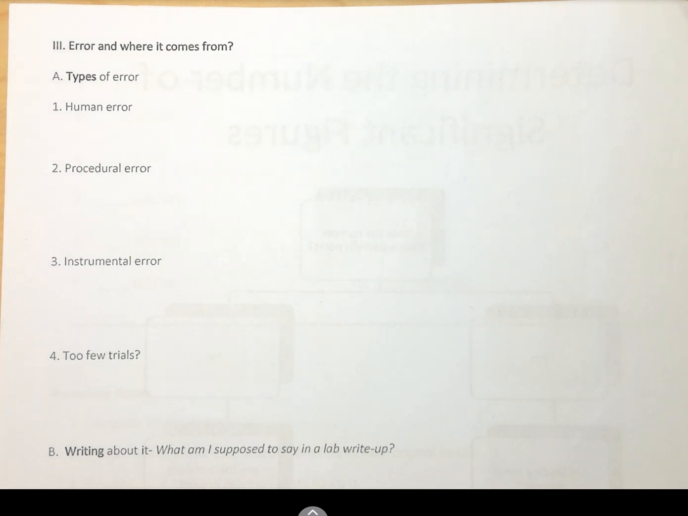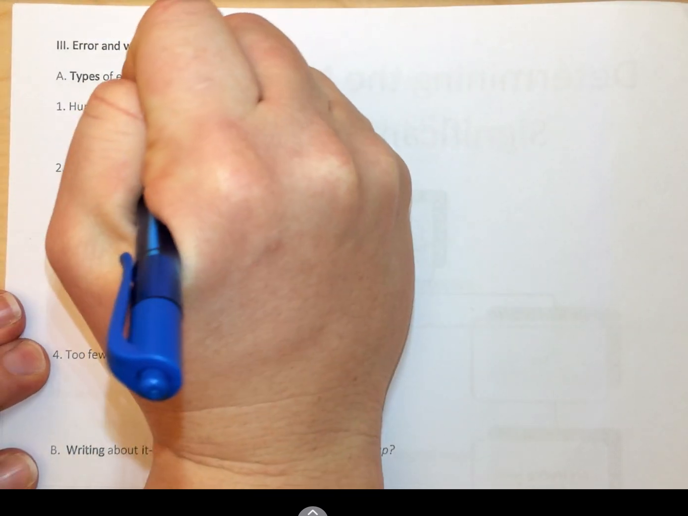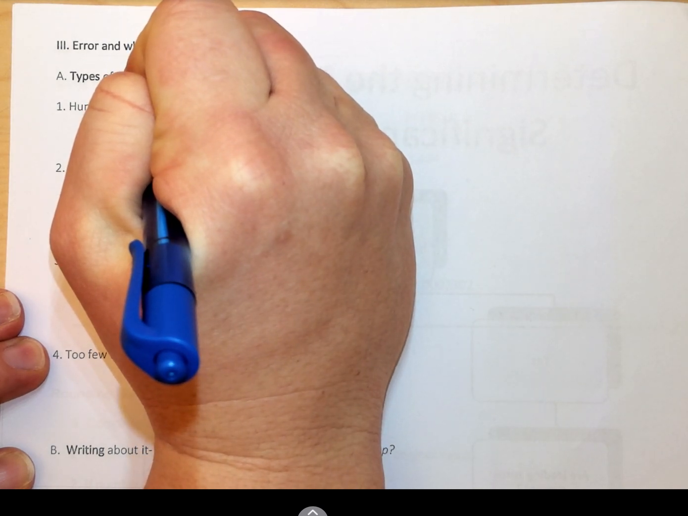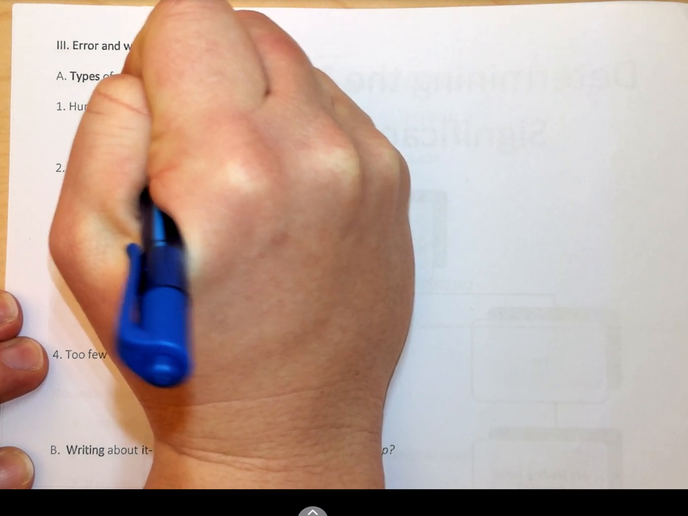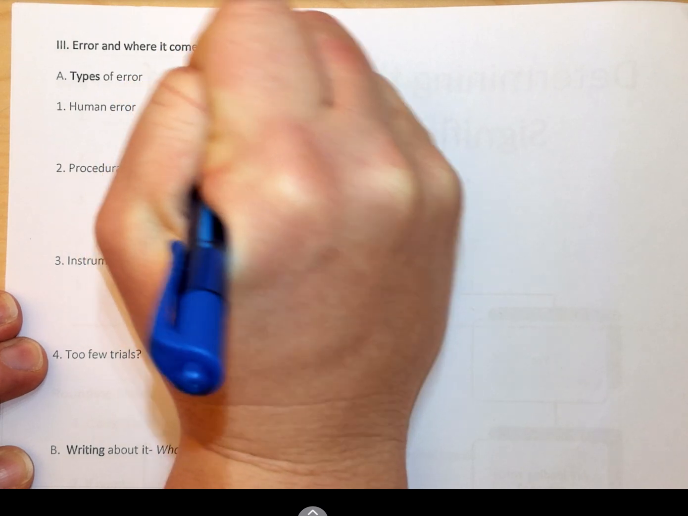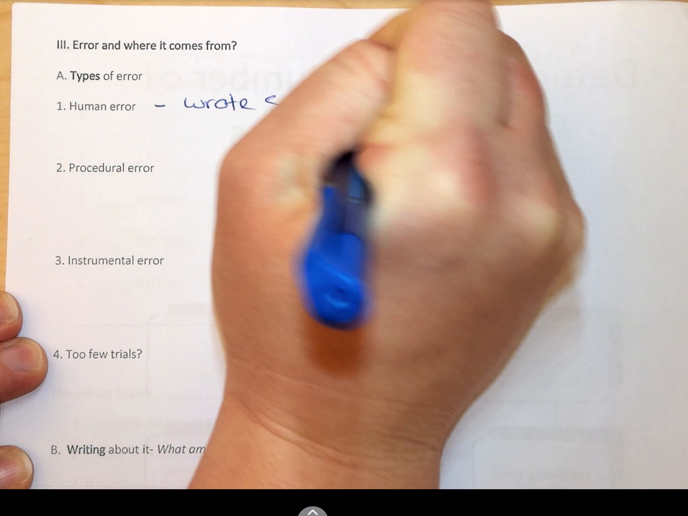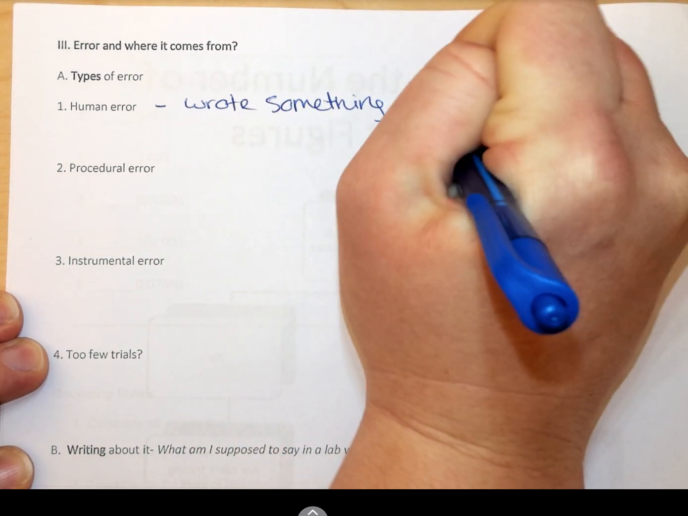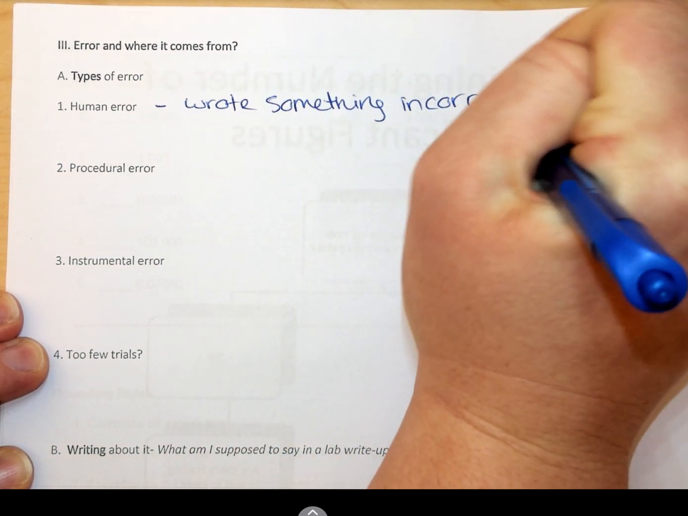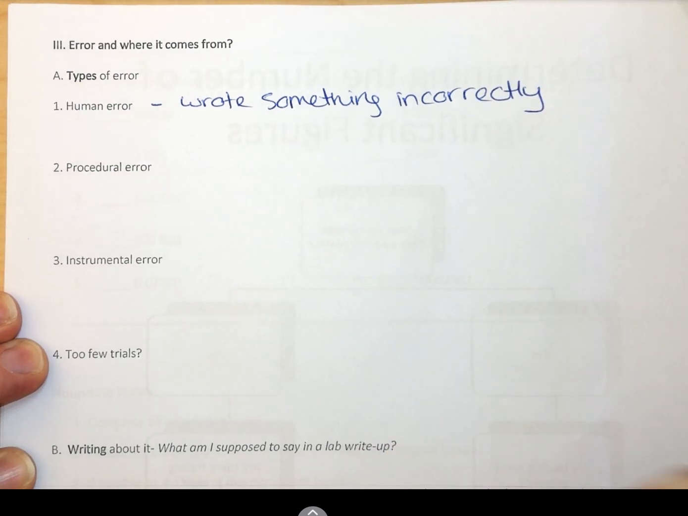Some common types of error we have are human error, procedural error, instrumental error, or maybe it's just too few trials. If we're looking at human error, that could come in a few different forms. If you have a transcript error, maybe you wrote something down wrong. So you went over to the balance and you read it wrong, okay?